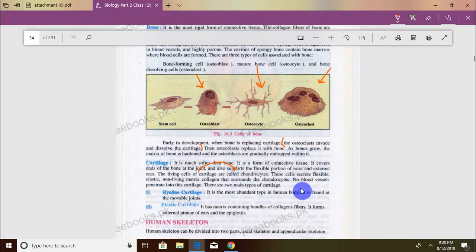And now they've told us these two main types we should be familiar with. The hyaline cartilage, which is supposedly the most abundant, and it is found at the movable joints. So what are the movable joints? Well, the knee joint is a movable joint. As we mentioned, they are found at the point where bones articulate with other bones, where joints form. And hyaline cartilage is the most abundant.